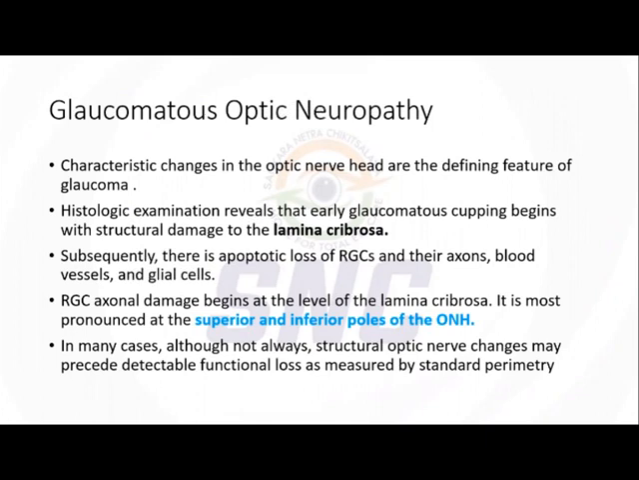Glaucomatous optic neuropathy. Characteristic changes in the optic nerve head are the defining feature of glaucoma. Histological examination reveals that early glaucomatous cupping begins with structural damage to the lamina cribrosa. Subsequently, there is apoptotic loss of retinal ganglion cells and their axons, blood vessels, and glial cells. The retinal ganglion cell axonal damage begins at the level of the lamina cribrosa and is most pronounced at the superior and inferior poles of the optic nerve head. In many cases, though not always, structural optic nerve damage may precede detectable functional loss as measured by standard perimetry.